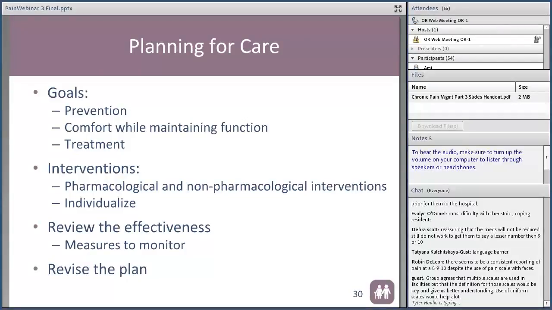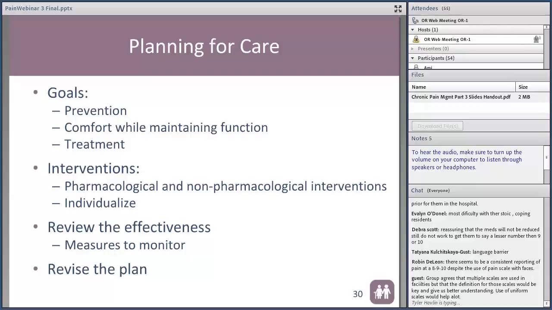So basically, our goals, of course, are hopefully prevention, or at least getting them to a level that is an acceptable goal for that patient. Comfort while maintaining function, and that's critical. Again, they come to us, our short stay, to get better, so it's critical that they are able to maintain their function and work in their programs. And treatment.